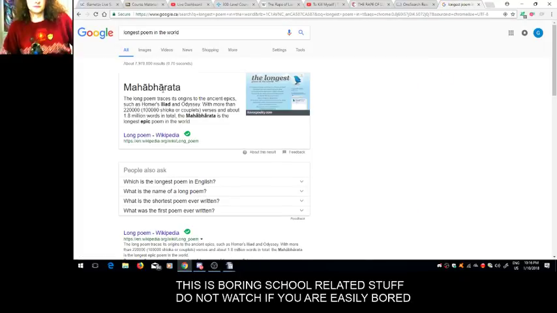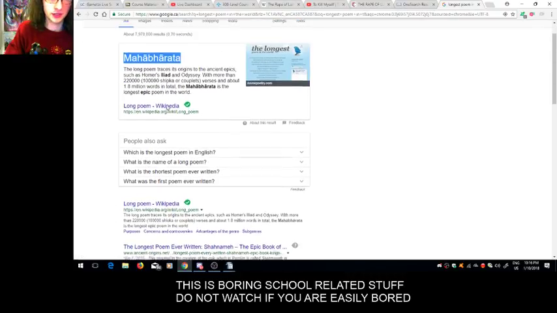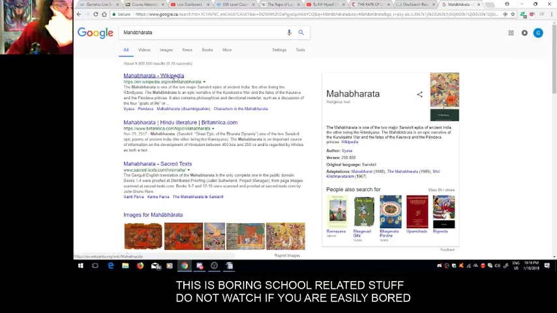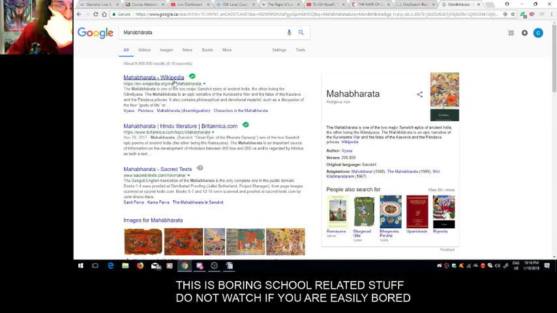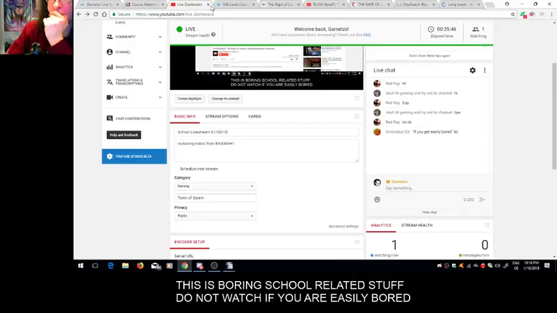Mahabharata. What? The hell? Mahabharata is the longest epic poem in the world. What the hell is Mahabharata? Oh my dear God. One of the two major Sanskrit epics of ancient India, the other being the Ramayana. 1.8 million words in total. This is the longest epic. Oh my God. If you get easily bored, lol.